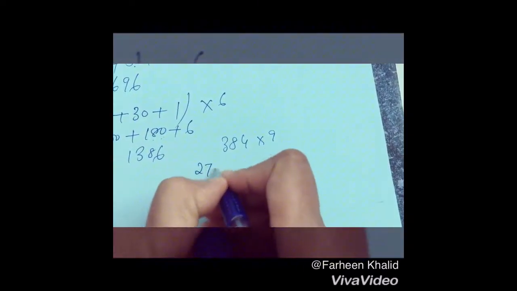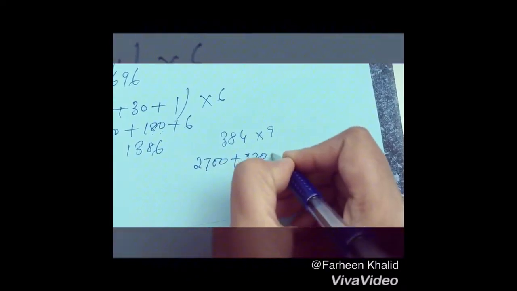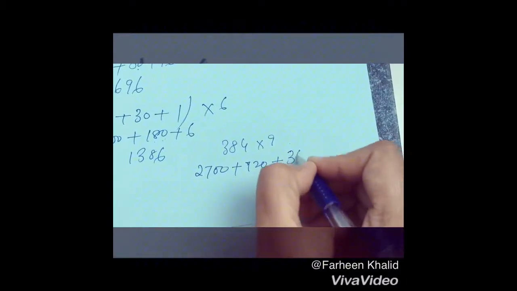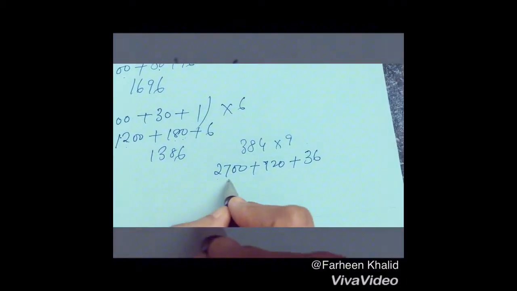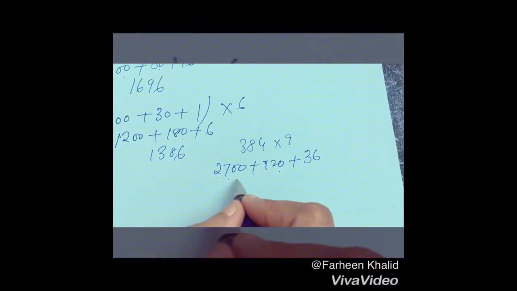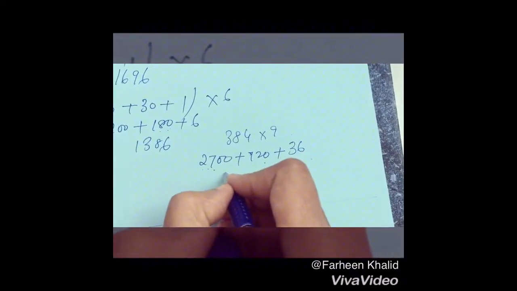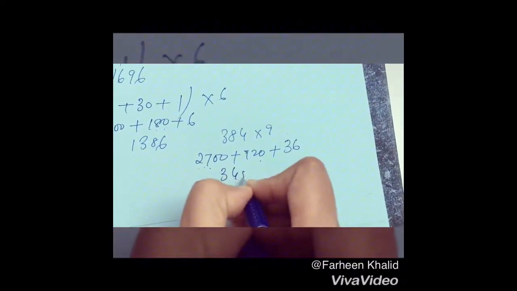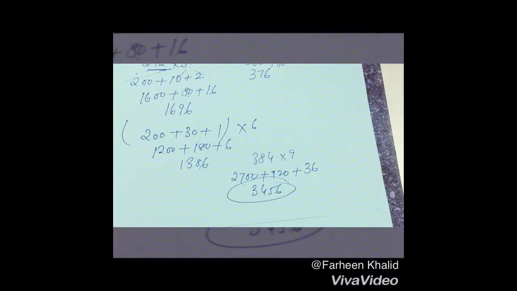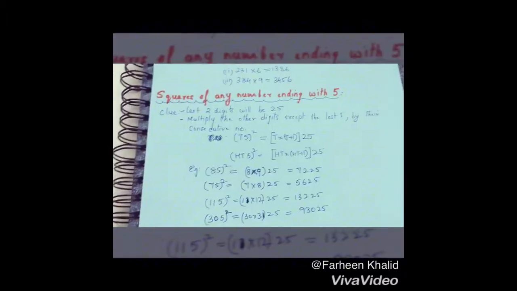9 times 3 is 2700, plus 9 times 8 is 720, plus 9 times 4 is 36. Okay, so 2700 plus 720 makes it 3420. And then we had a 36, so it becomes 3456. That's the answer. So please go ahead and practice this, and you can do it really fast.